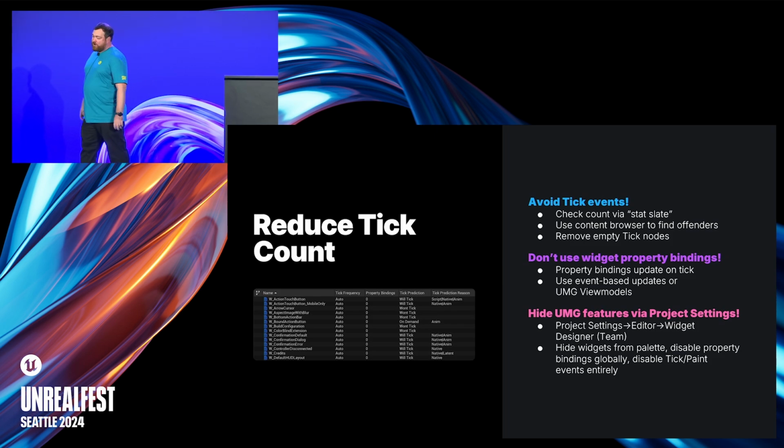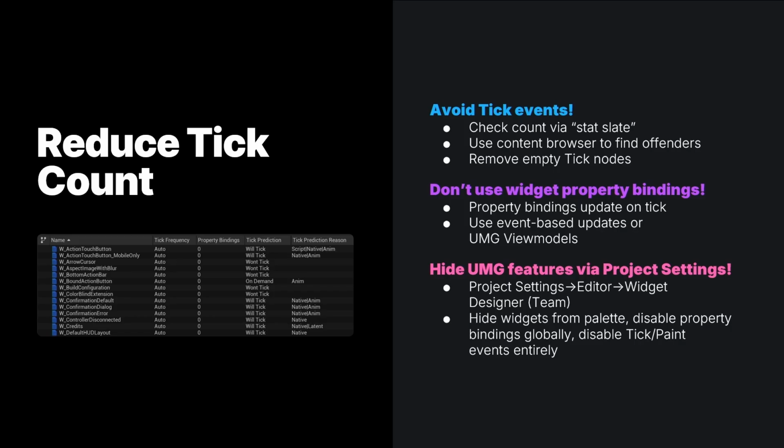And finally, there are UMG features that you can hide in the project settings. So if you are trying to encourage teams to not use things that shouldn't be used, you can completely disable certain things. You can hide widgets that you don't want people using, which is super useful if you have a project-specific button widget or something that replaces one of our default widgets. You should just hide that default. You can disable property bindings so that people don't accidentally use them, or you can make it throw a warning or some sort of error when they are used so that you can fix it.